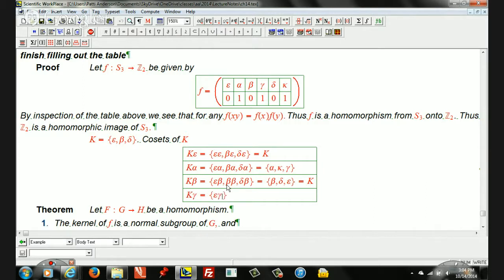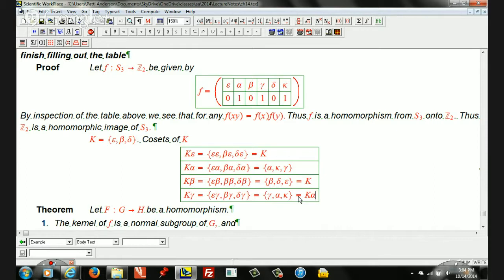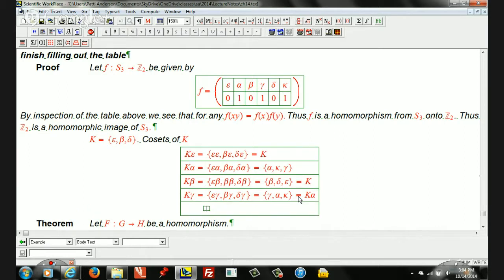So we're going to have epsilon gamma, beta, oh wait, is it beta? Yeah. Gamma, and then delta gamma. So I got the easy one. Epsilon gamma is gamma. Alpha. Is that alpha? And then kappa. But notice, that's the same thing that we had right there. So that's equal to k alpha. Yes, this is identical to the homework problem just done. We haven't said that it's a kernel. Yeah, we haven't said it's a subgroup yet.